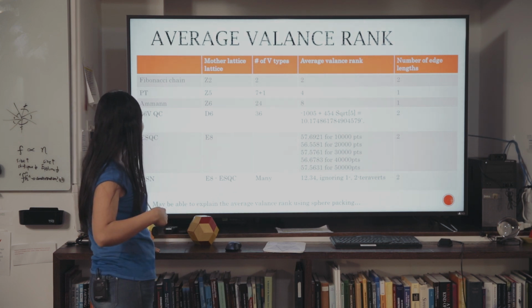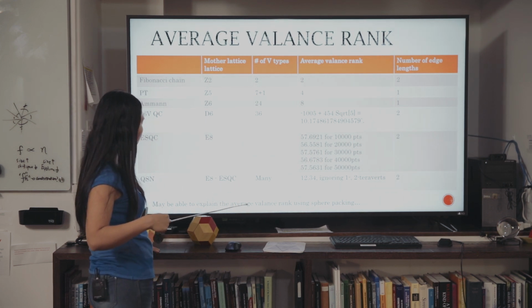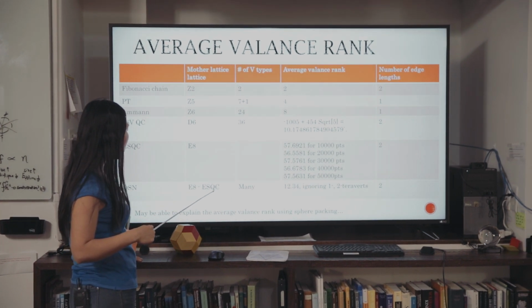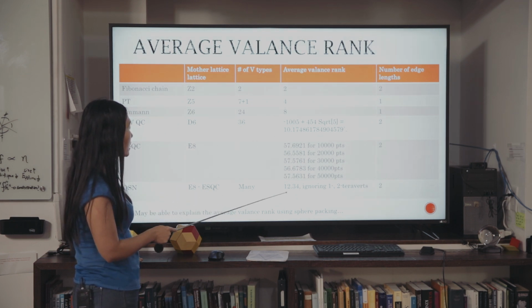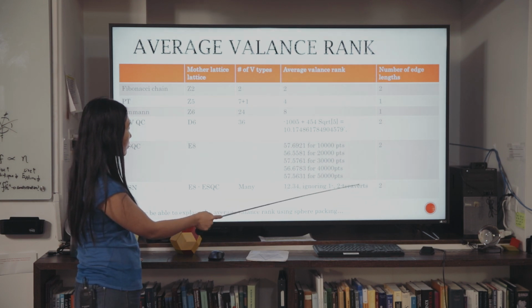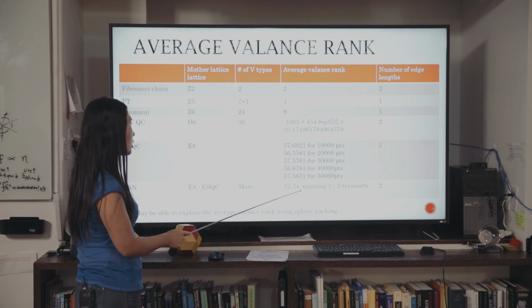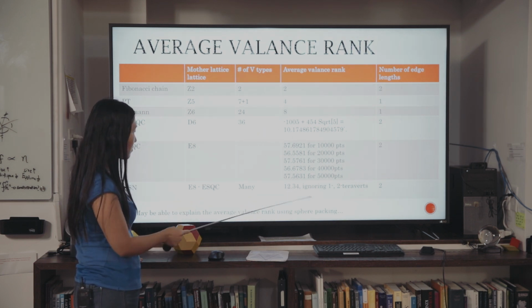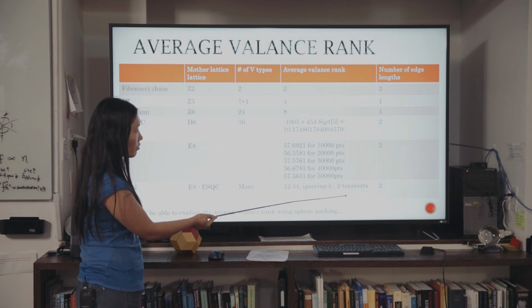Okay, so for the QSN, you can say its mother lattice is E8, or the Elser-Sloane quasicrystal, but that's a quasi-lattice. It has many vertex types, so I recalculated this number ignoring the 1 or 2 tetrahedron vertices. And so this number is not very high. Compared with the Mount Tally, it is higher, but we're ignoring the low degree vertices.